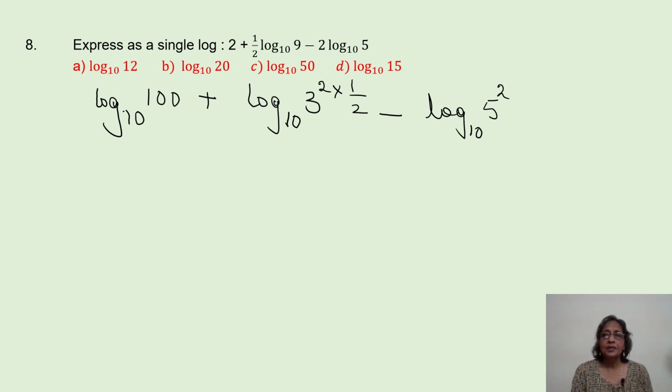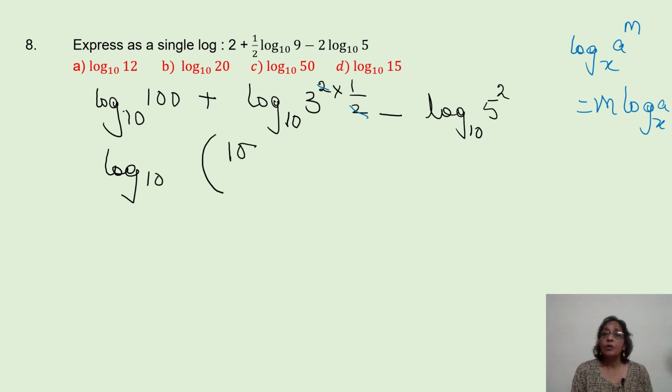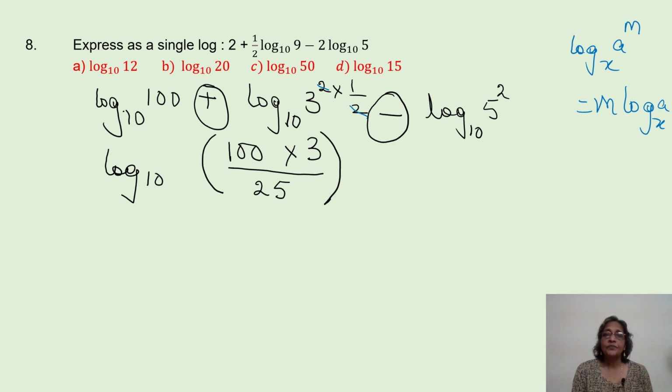Which property are we using over here? Log of a raised to m to the base x is equal to m log a to the base x. What we have done is we have used it in the reverse way. So in my second part over here, this 2 and this 2 cancel. Now if you look at all this, they are all logs to the same base. So we are going to use our product and quotient law. With this plus over here, this will become into 3. With the minus here, this will become divided, that is 5 square will become 25. 25 ones are 25, 25 fours are 100. So your final answer is log 12 to the base 10. Our correct option is the A option.